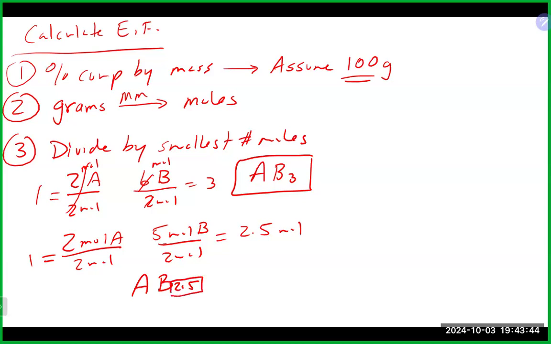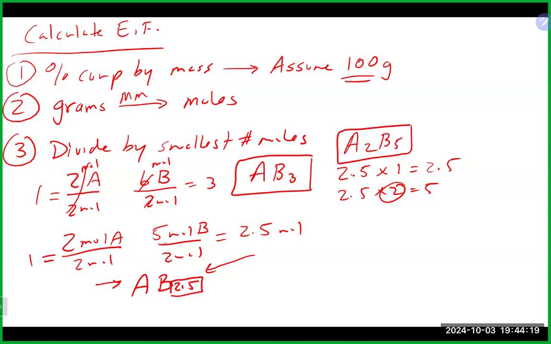Once again, it does need to be whole numbers on the bottom. So you need to figure out a factor to multiply the 2.5 by to get to a whole number. 2.5 times 1 is 2.5. 2.5 times 2 is 5. So that is the factor you want to multiply everybody in the empirical formula by to get the proper empirical formula, which in that case would be A2B5.